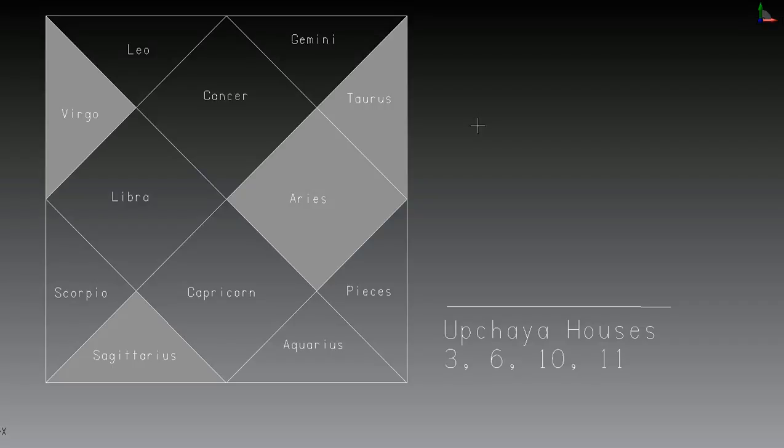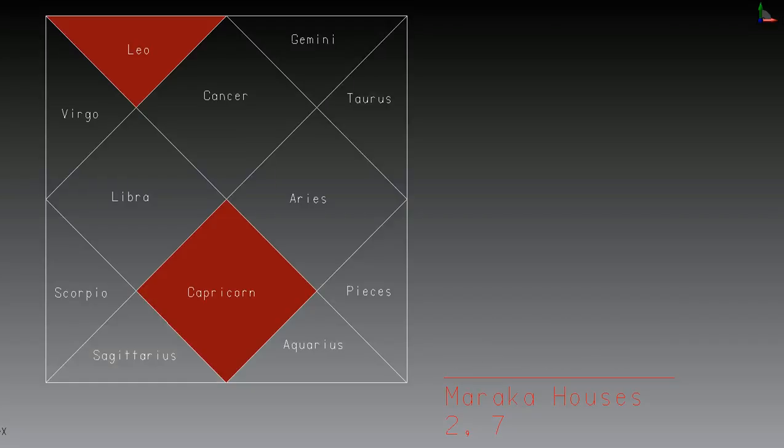And the last one is associated with the Maraka houses. These are the death-inflicting houses. These Maraka houses are the second and the seventh. Especially during the dashas of the planets which are sitting in these particular houses, there would be a death-like suffering, or there would be immense suffering associated with it.